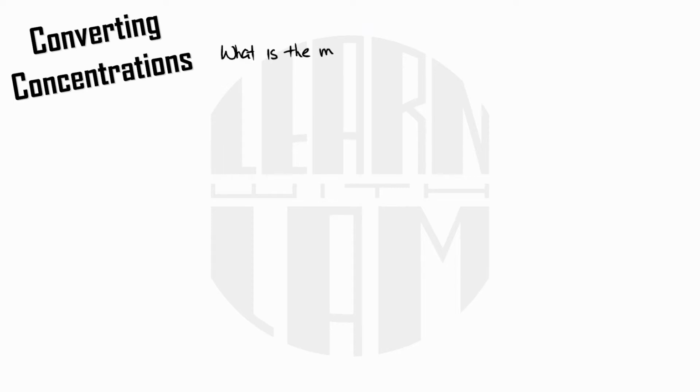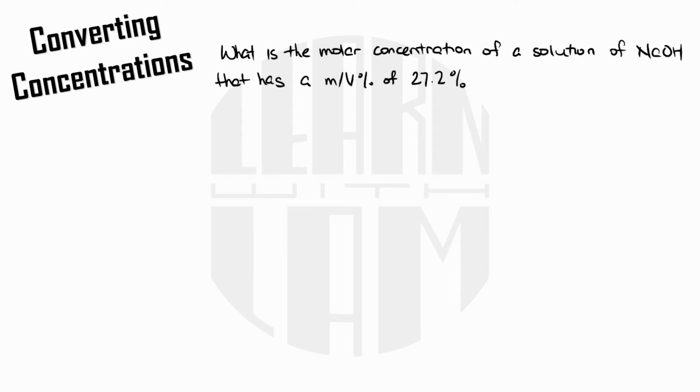What is the molar concentration of a solution of sodium hydroxide that has a mass volume percent of 27.2%? In this case, I'm being asked to convert from mass volume percent to molar concentration. Let's start by writing out the equations for both concentrations. So I have mass volume percent equals mass of solute over volume of solution times 100%. And I have molar concentration equals moles of solute over volume of solution.